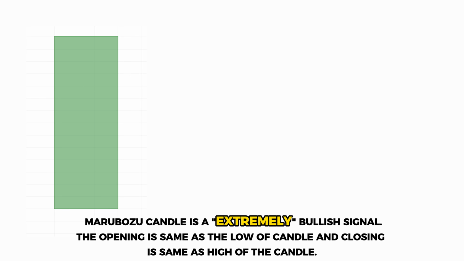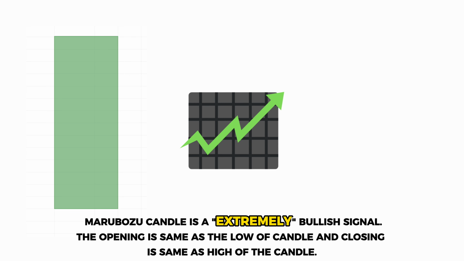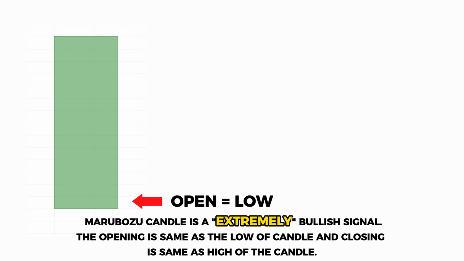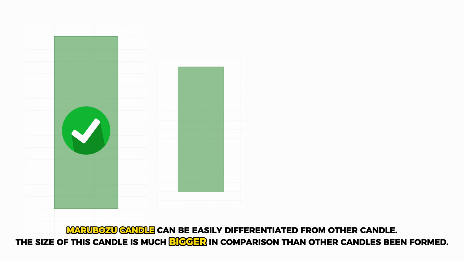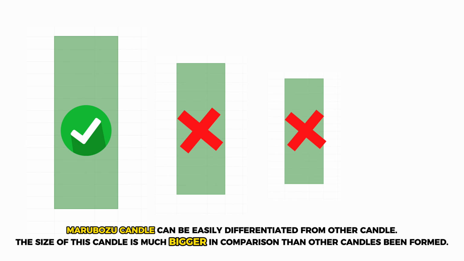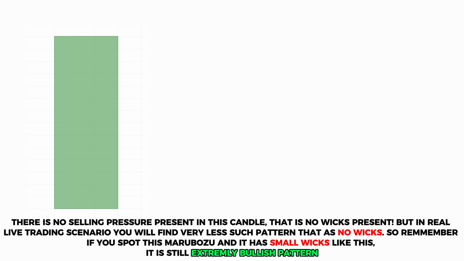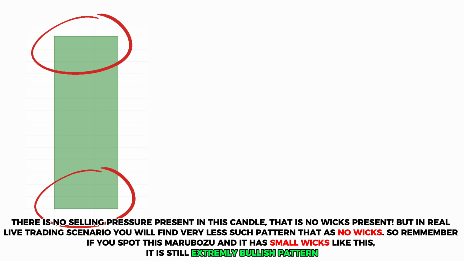Marubozu candle is an extremely bullish signal. The opening is the same as the low of the candle and the closing is the same as the high of the candle. Marubozu candle can be easily differentiated from other candles. The size of this candle is much bigger in comparison to other candles being formed. There is no selling pressure present in this candle, that is, no wicks present.